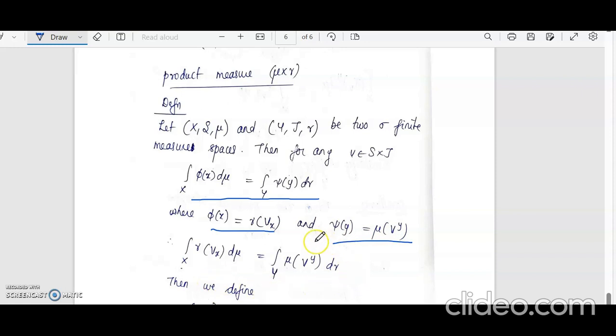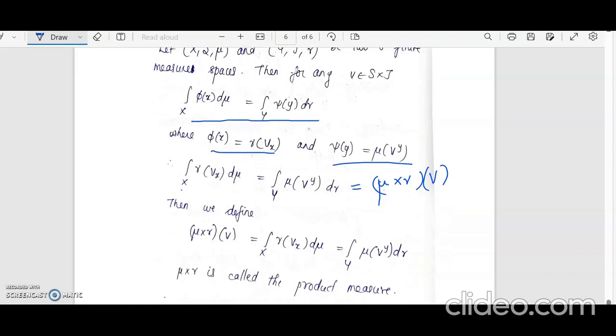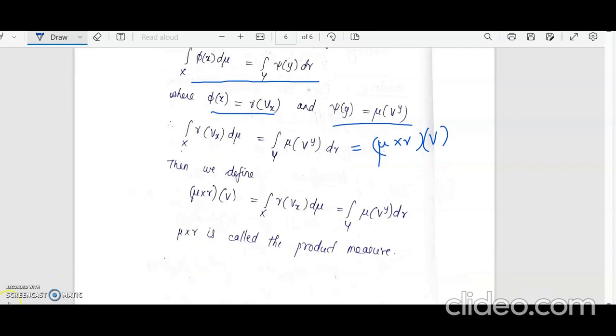Then these two integrals will be equal. Integral phi d mu will be equal to integral psi dr. Both the integrals are equal, and this common value is defined as mu cross r of v. So this value is defined as the product measure of a set v belongs to s cross j. So mu cross r of v is integral over x r of vx d mu, or integral over y mu of vy dr. This is defined as the product measure.